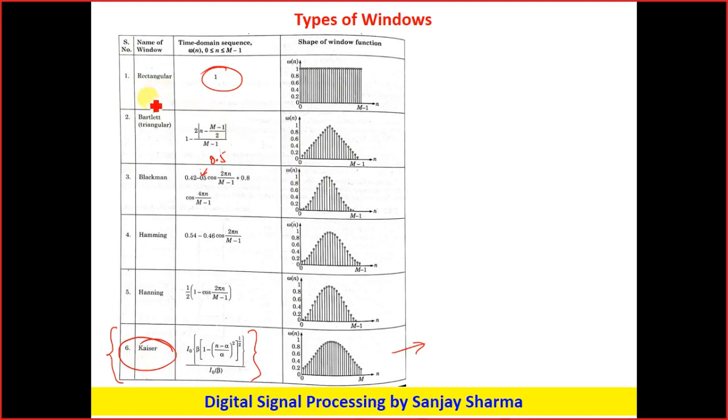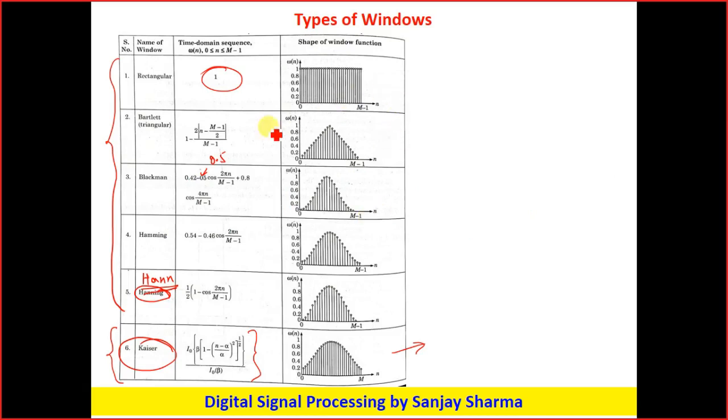So for now we will be concentrating on windows 1 to 5, which are the rectangular window, Bartlett window, Blackman window, Hamming window and Hanning window. In some books you will find that the Hanning window is regarded as only the Han window. Both Han window and Hanning window are the same. So these are the types of the different windows.